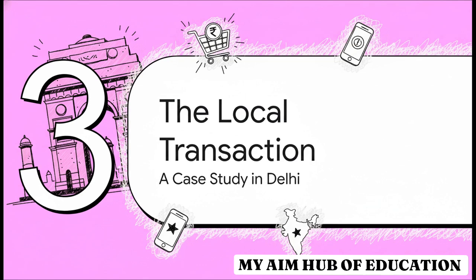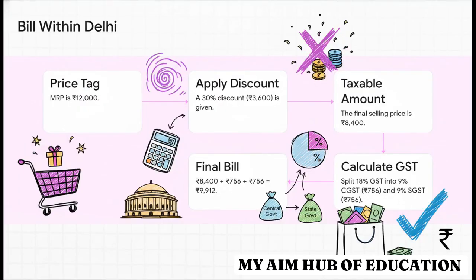All right, enough with the theory. Let's see how this works with some actual numbers. We'll start with a straightforward purchase made entirely within the city of Delhi. Okay, let's walk through this together. The price tag on the item is 12,000 rupees. Nice. The store gives you a 30% discount, which is 3,600 rupees off. So the price you actually pay before tax, that's the taxable amount, is 8,400 rupees.